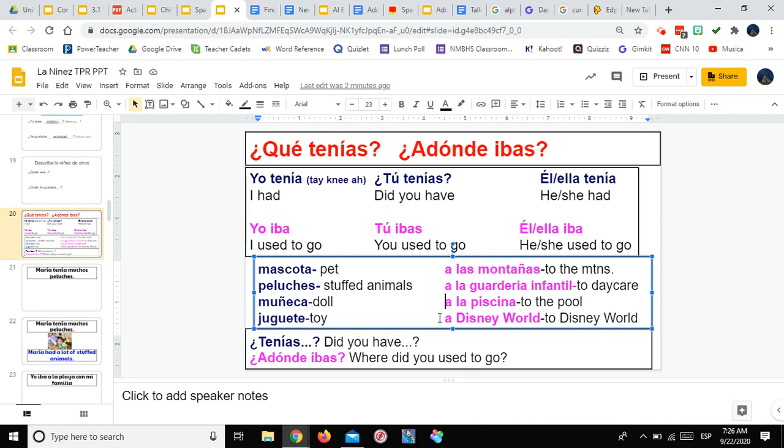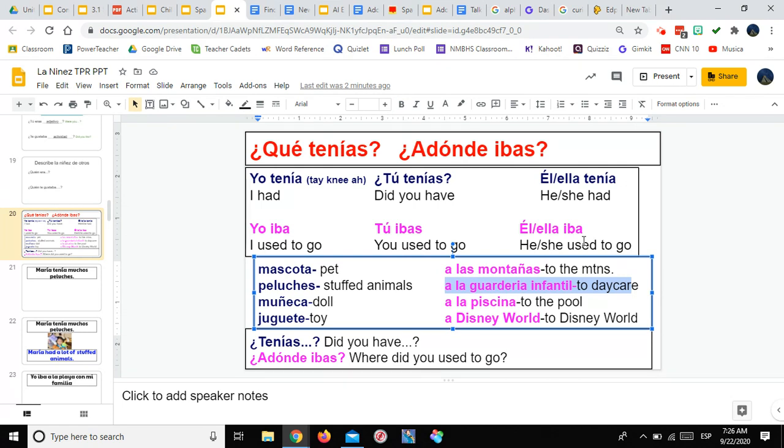And Disney World. So if you used to go to Disney World a lot, or your brother or sister or your friend used to go to Disney World, you can use one of these. Okay, so yo iba a las montañas. I used to go to the mountains. Yo iba a la guardería infantil. I used to go to daycare.